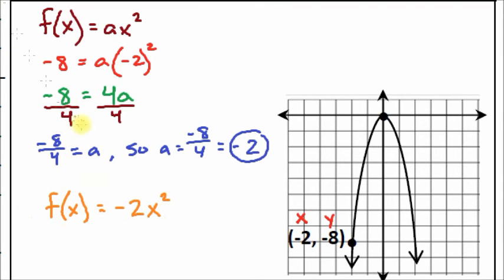And you can see through this process, all we did was we just used the known point on our parabola to find the value of a. And then once we have the value of a, we know the equation of this parabola.